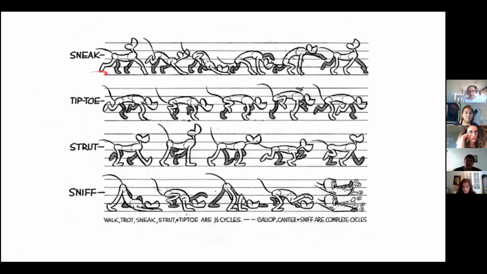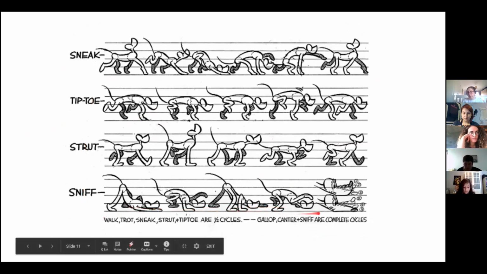And then gallop. A sneak or even a sniffing walk.